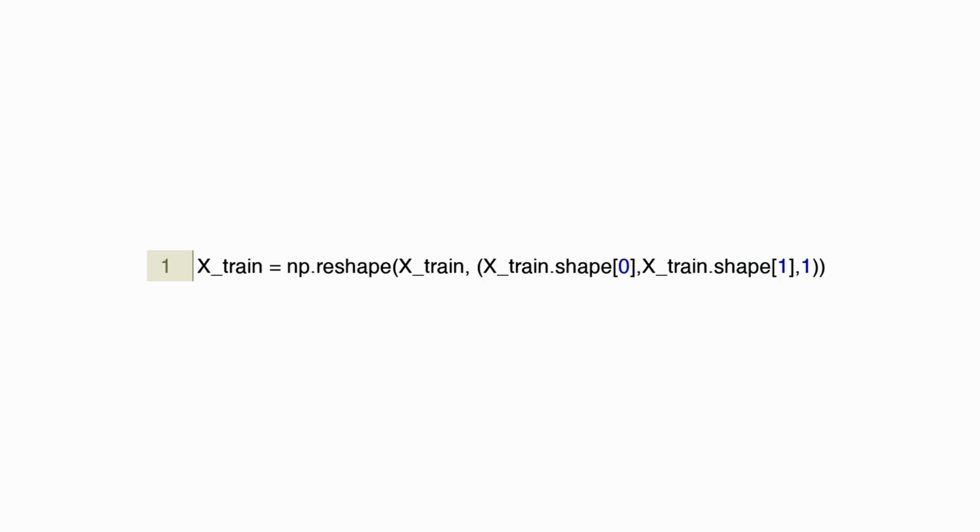This code reshapes the data in the variable xtrain. The new shape is determined by the number of rows, xtrain.shape[0], and columns, xtrain.shape[1], of the original data, with an additional dimension of size 1.